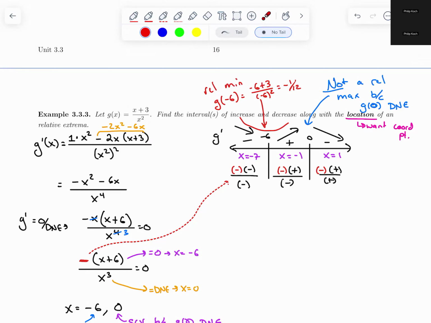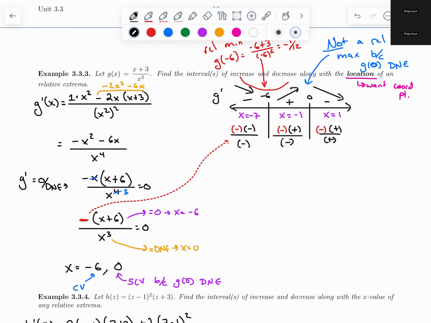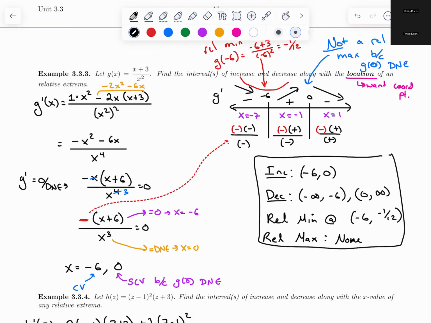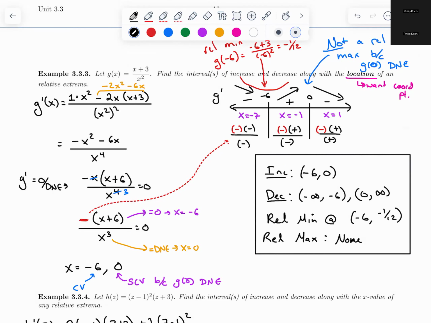So we need to remember that when we're finding relative extrema, we're plugging it into the function to find the actual location. So at the end of the day, we're decreasing from -infinity to -6, increasing from -6 to 0, and decreasing from 0 to +infinity. Then we have a relative min at (-6, -1/12), and a relative max, none, or NA, or no relative max, however you want to write it, just to symbolize that there is no relative maximum.